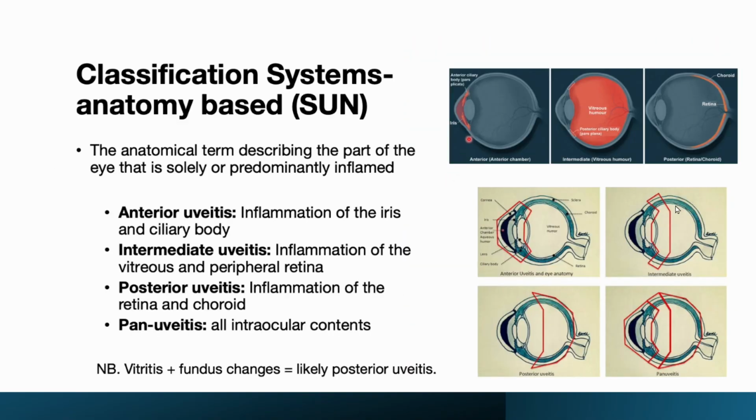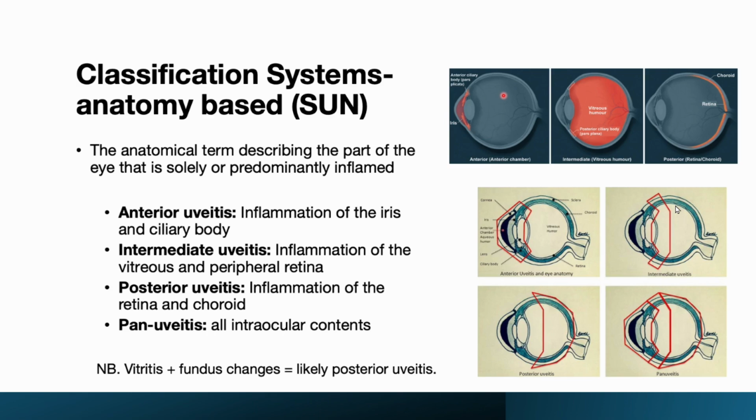Alright, these images do a nice job showing the difference between the types of uveitis based on location. So there are many ways to classify uveitis, but if we start with the most common way by anatomy, this basically means we're talking about which part of the eye is inflamed the most. Now, anterior uveitis refers to inflammation in the iris, ciliary body, or the front chamber of the eye.